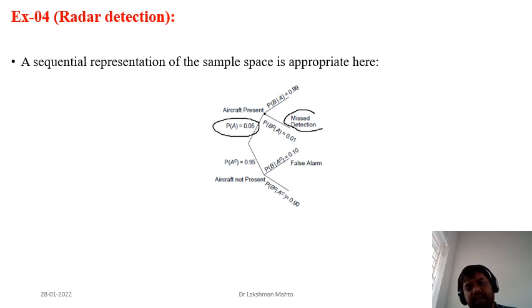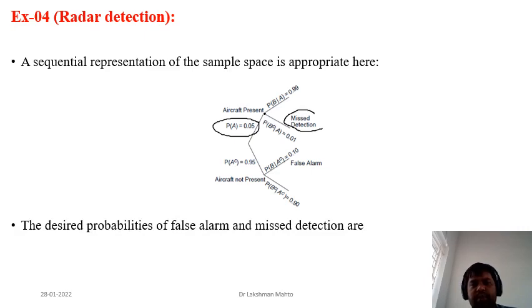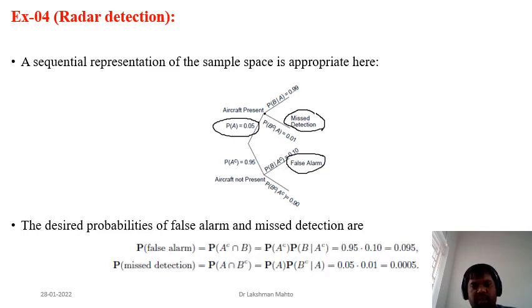Similarly, it is given that when the aircraft is not present, there is a false reading in the radar. So what is that probability? 0.15. So what is our desired probability? We have to calculate two probabilities: the probability of misdetection and the probability of false alarm. So what would be the probability of false alarm?